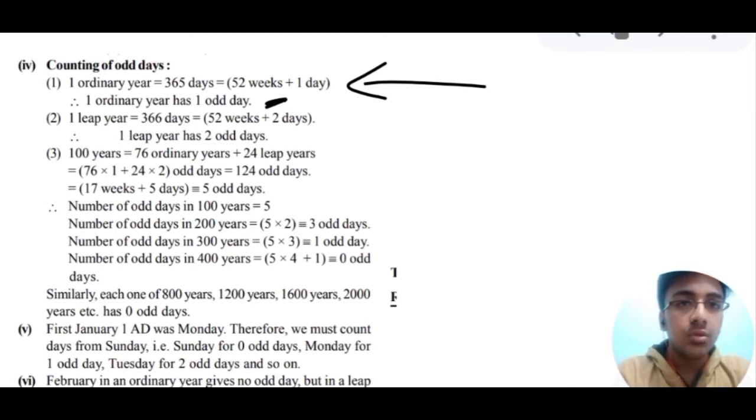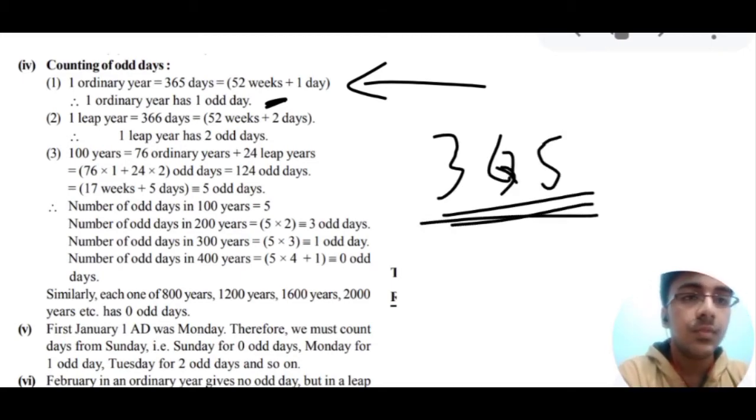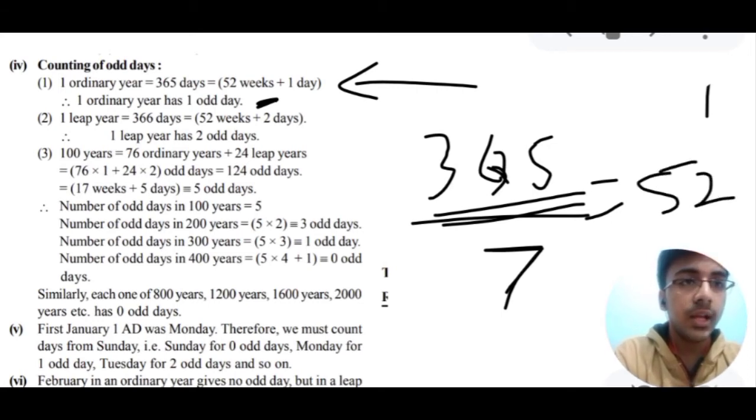So in other words, we can say 365 divided by 7. That's a simple concept we'll be using here. As I told you, 365 will be divided by 7, and here it's written 52. You can see, so what's 52? 52 is the quotient and 1 is the remainder.